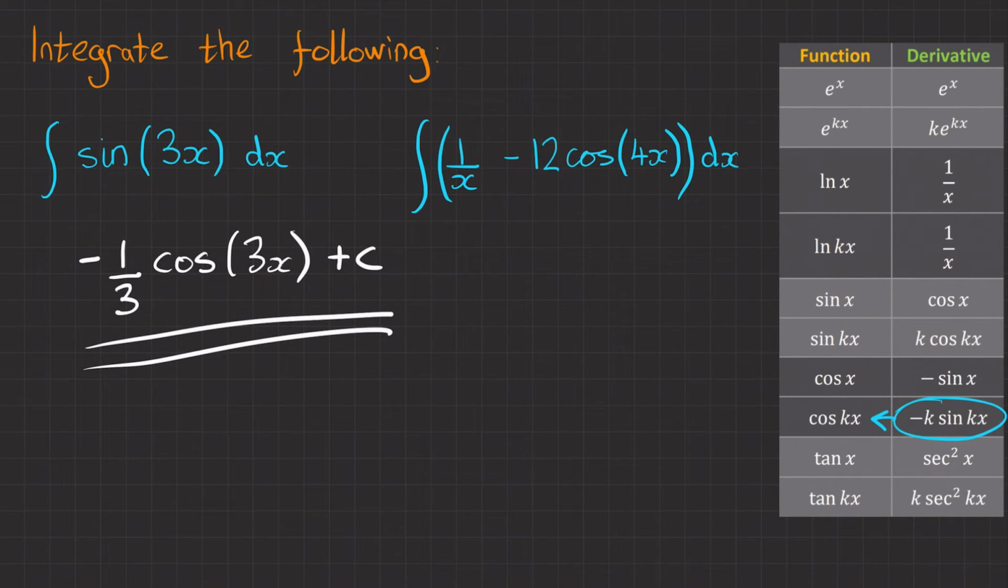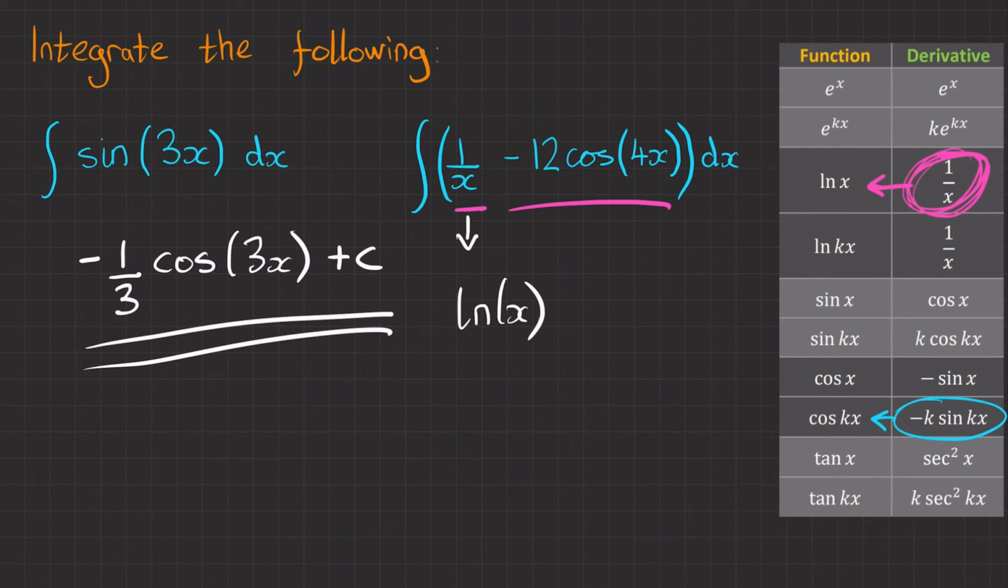The second one, we can break it down in 2 parts because we've got this term and another term. So we've got 2 independent terms. 1 over x, we'll have a look at the derivative table. On the right hand side, we've got 1 over x here. Technically, we've got 1 over x here, but we don't know which one's which, so we'll just assume it's the first one. This integrates to ln x, so we can write that down.